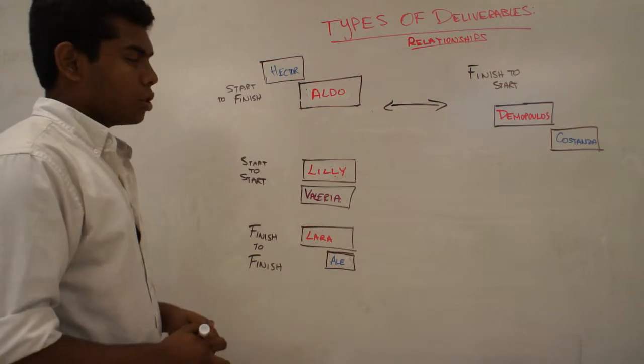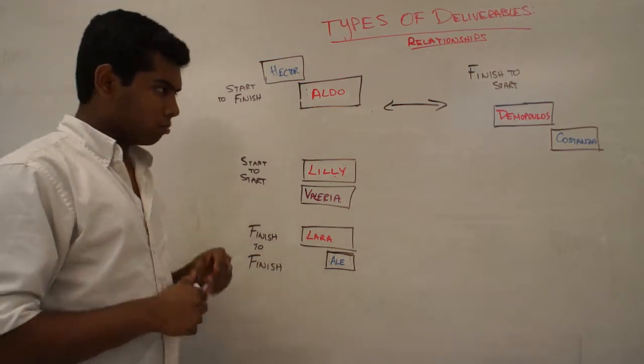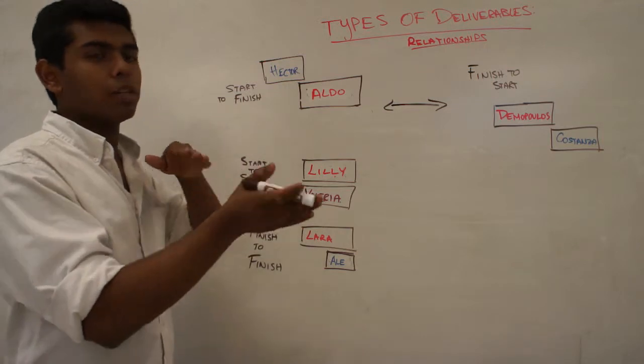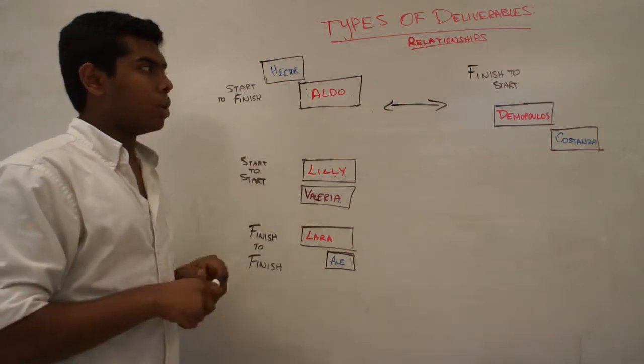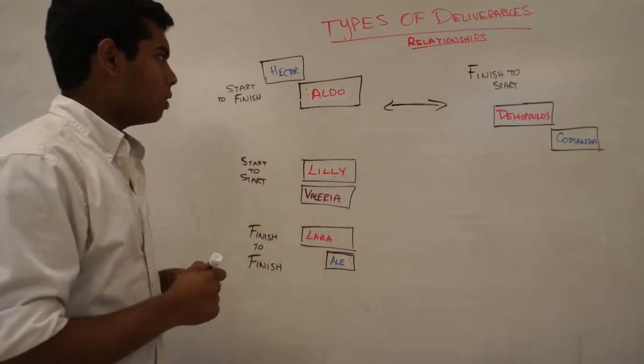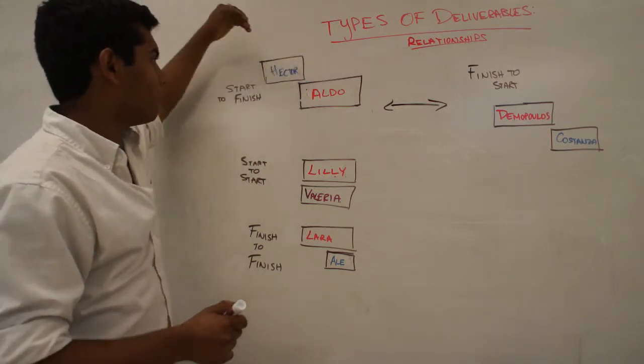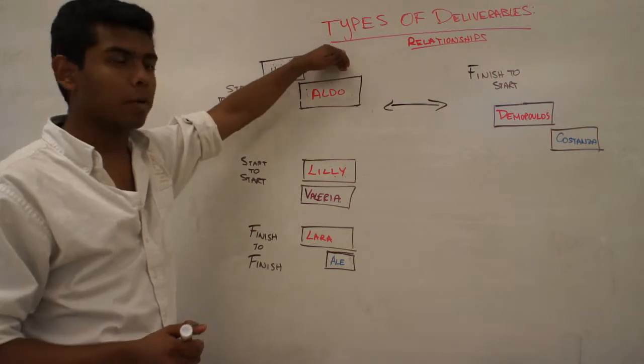So start to finish, which is essentially a relationship where it's not exactly parallel, but it's more of a series type of relationship, which I'll be going over as well. Let's say we have 2 departments. We have the strategy department and the design department.